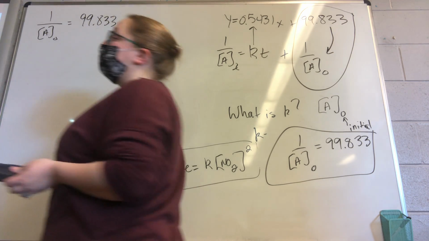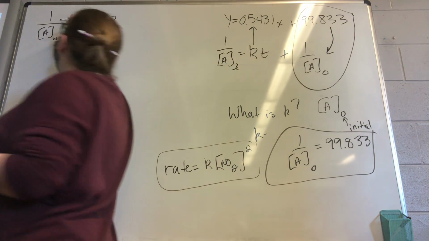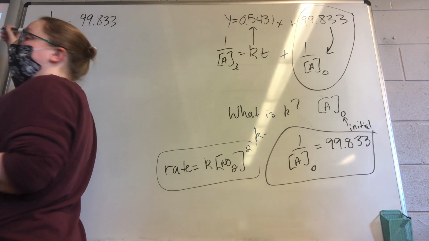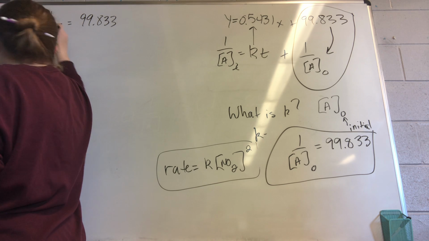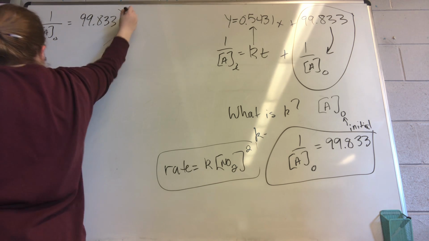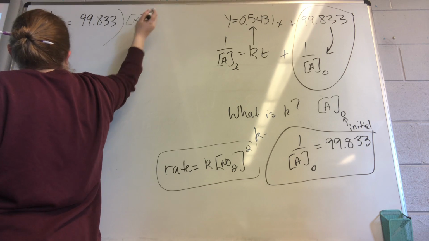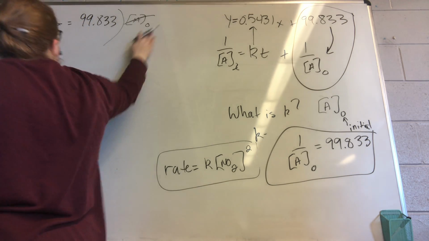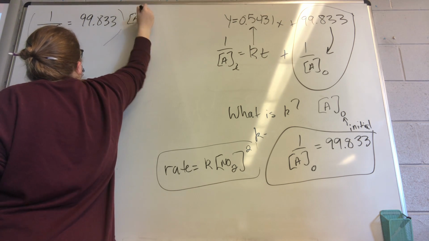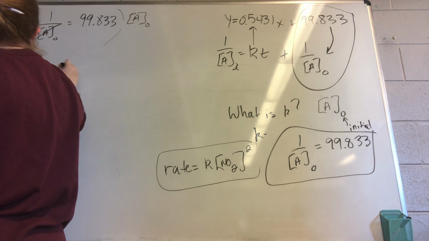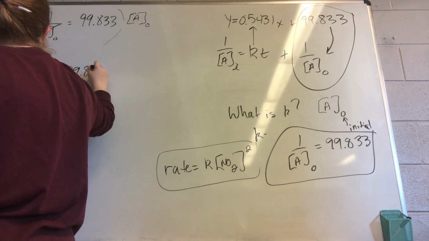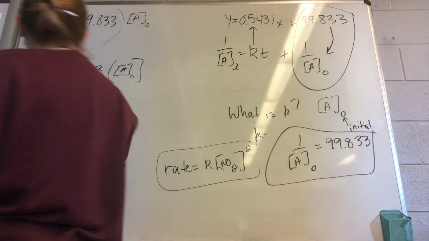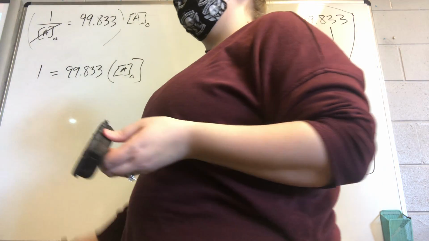So here we are. We said that this is true. We said that the y-intercept is equal to this because it's a second order reaction, correct? The next thing to do is figure out what A is. So let's do some algebra. By multiplying both sides by A, I'm going to get this. How do I solve for A?